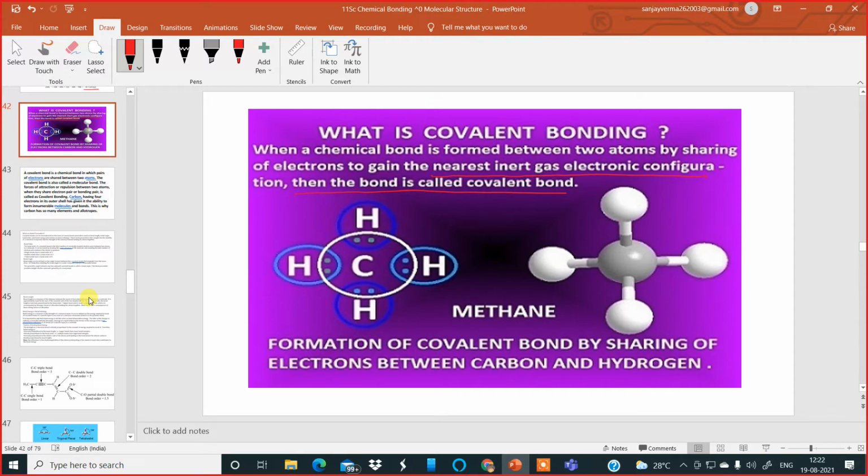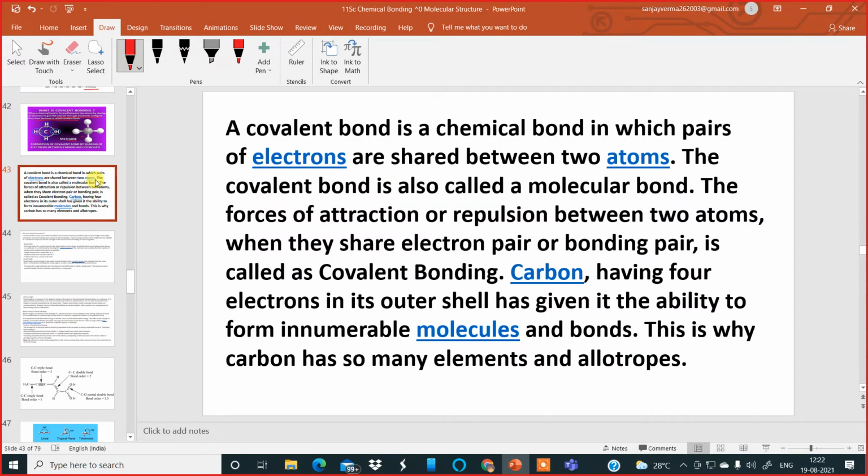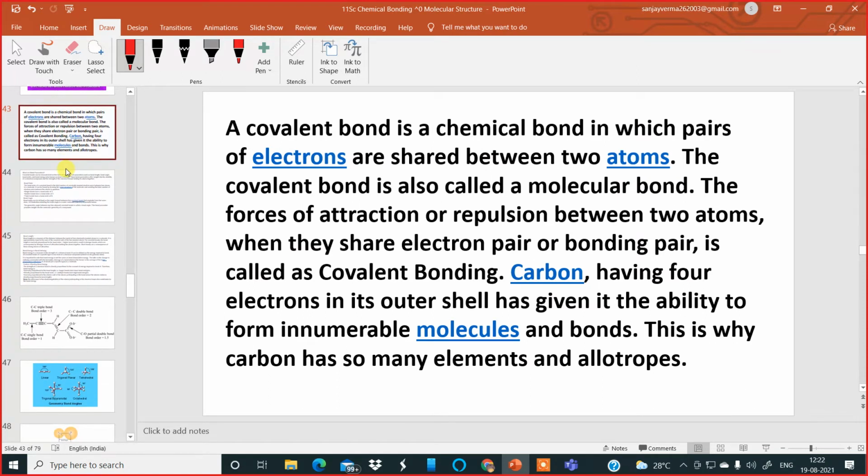The example is given over here: sharing of electrons between carbon and hydrogen to form a methane molecule. That is one good example. Going to the next slide. A covalent bond is a chemical bond in which pairs of electrons are shared between two non-metallic atoms. The covalent bond is also called a molecular bond.